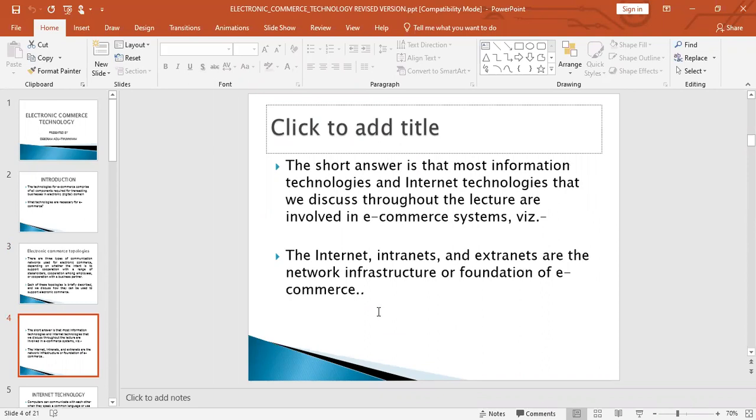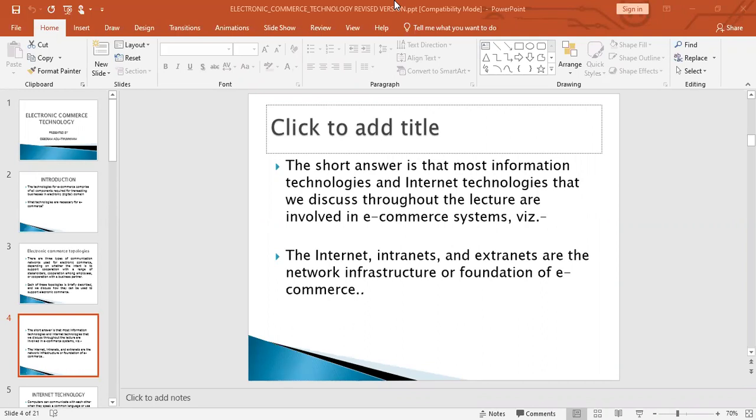So you see that one is inter, the second is intra, and the third is extra. Then you add the nets. So internet, intranet, and extranet. These are the three main technologies or topologies of electronic commerce that we are going to be looking at this morning. So whenever you are asked to talk about electronic commerce technologies or topologies, these are the three main technologies you will talk about.